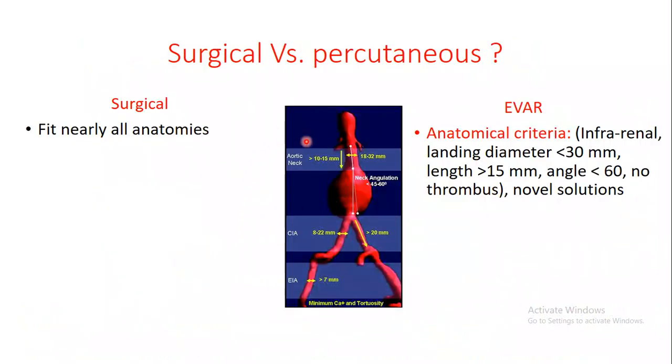And the anatomical criteria should be fulfilled before thinking about EVAR. It is fit for infrarenal aneurysm with adequate landing zone diameter of less than 30 millimeter and length more than 15 millimeter, and angulation lower than 60 degrees to avoid endoleaks, and no thrombus.